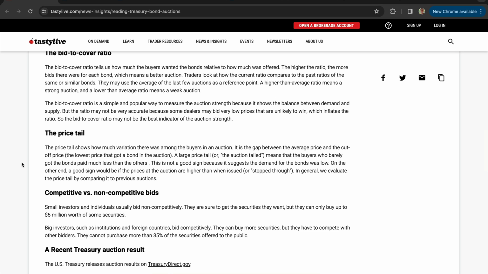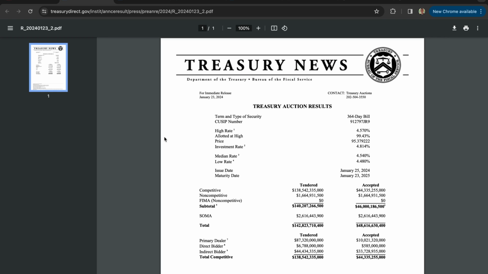Now, the next thing that we're going to go ahead and have a look at with those two examples is the price tail. And what this is, is the gap or the difference between the average price or average interest rate and the lowest price, which in this case would actually be the highest interest rate. Now, this too can show us a little bit of an illustration of demand, and it's perfectly illustrated with these two auction results.